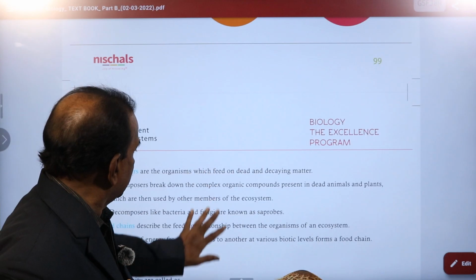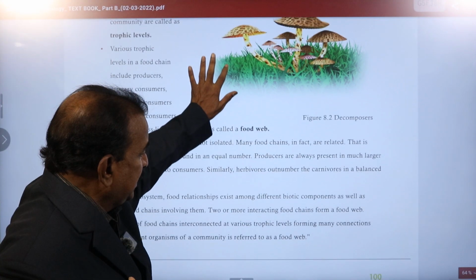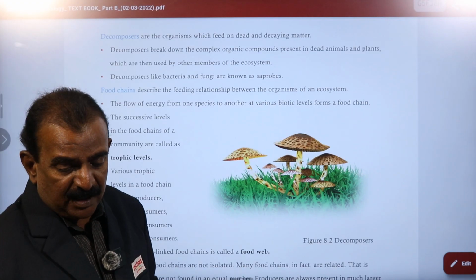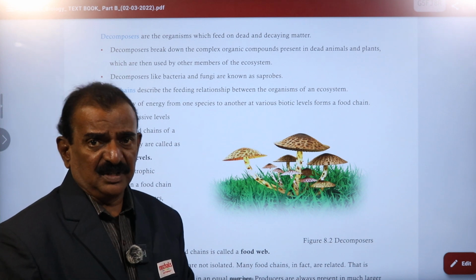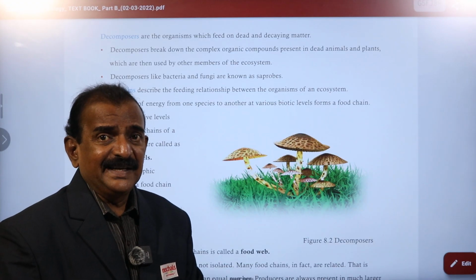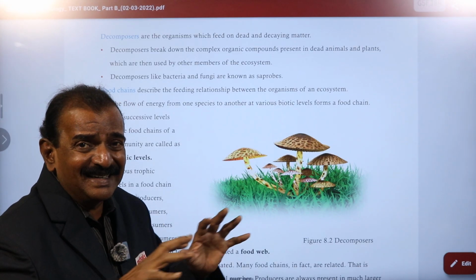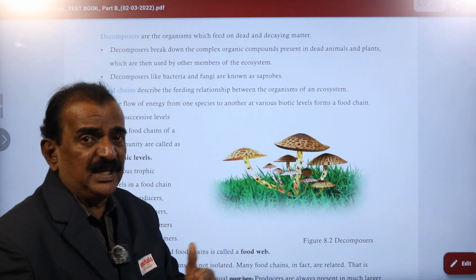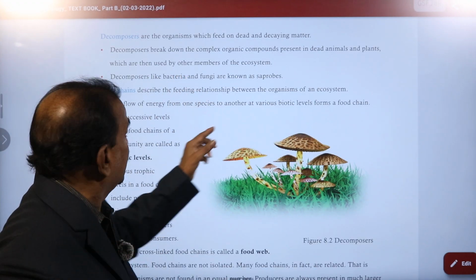Now we need to understand another page, page number 100. Here you see the term decomposer. I told you what decomposers are. Decomposers are microbes, some of them multicellular, and they decompose dead organic matter. Finally that dead organic matter is completely decomposed into inorganic substances, which may become food for the growth of plants. Examples are fungi and bacteria.